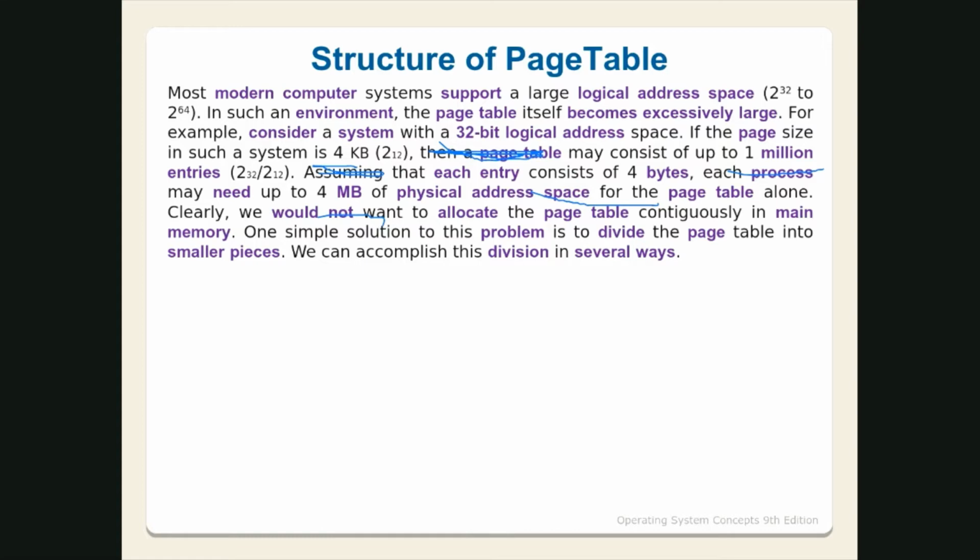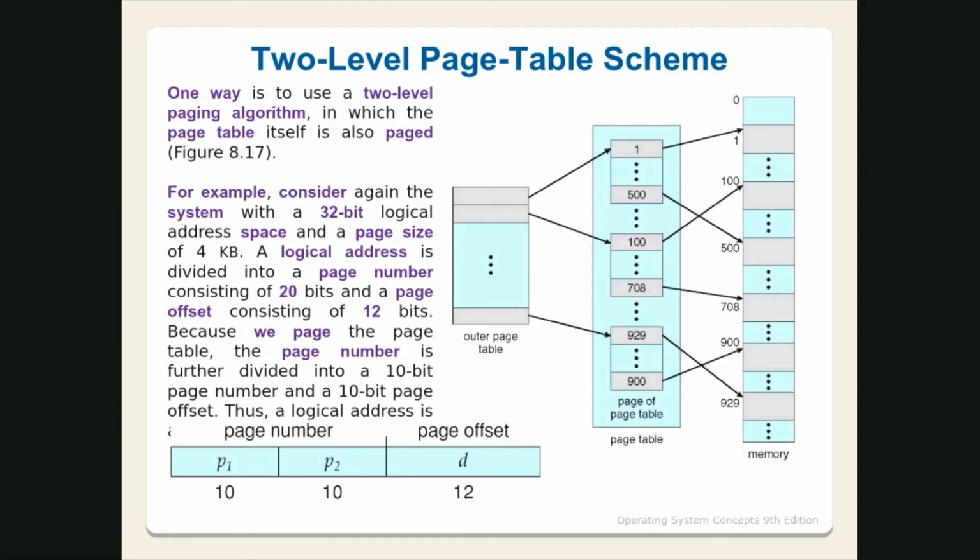Okay, so in this case, we would not want to allocate the page table continuously in the main memory. Of course, we can't do that. Simple, we divide the page table into smaller pieces. So you are going to divide the page table into smaller pieces. This is the way we call it two-level paging structure. So you are going to have a two-level page table scheme.